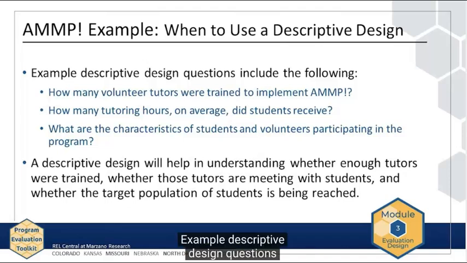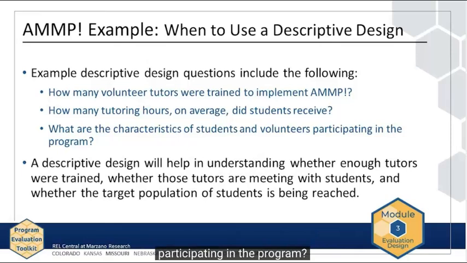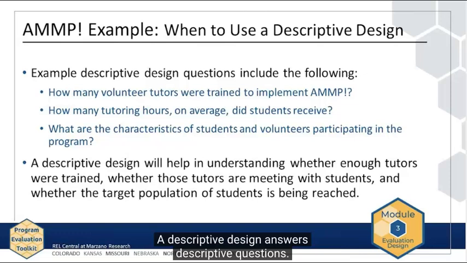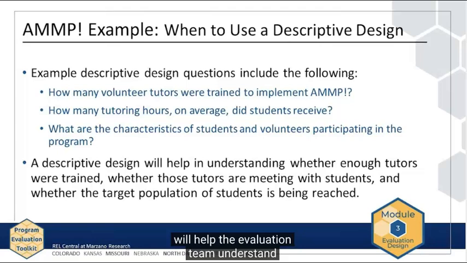Example descriptive design questions include the following: how many volunteer tutors were trained to implement AMP? How many tutoring hours on average did students receive? What are the characteristics of students and volunteers participating in the program? A descriptive design answers descriptive questions. The descriptive design for AMP will help the evaluation team understand whether enough tutors were trained, whether those tutors are meeting with students, and whether the target population of students is being reached.